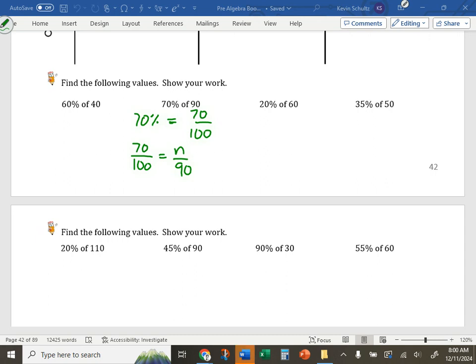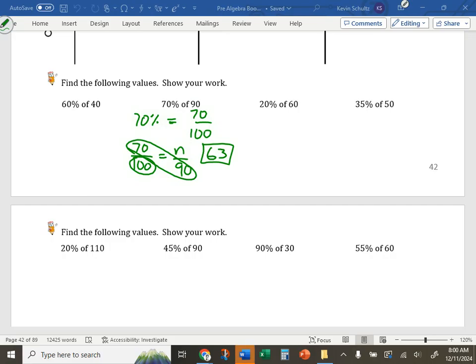So what did you do, Hannah? I did cross products. Yes, multiply 70 by 90, divide by 100, and what did you come up with? 63 is the correct answer. So if you got 63, job well done.